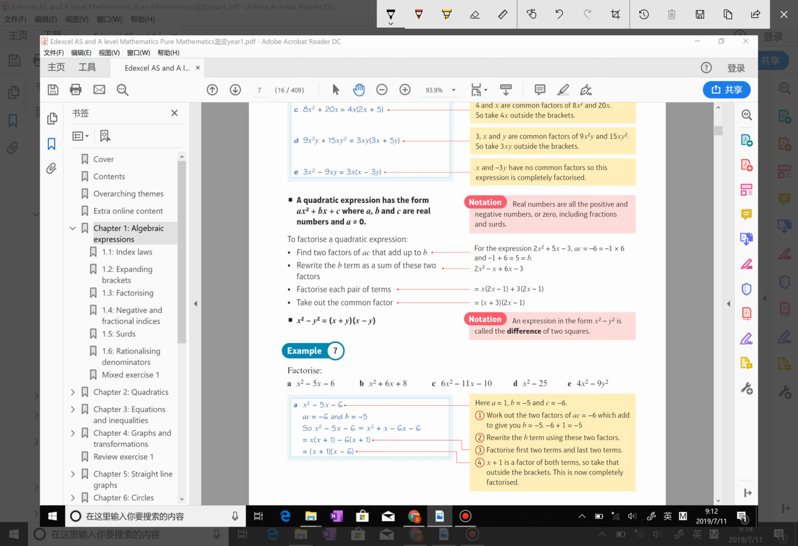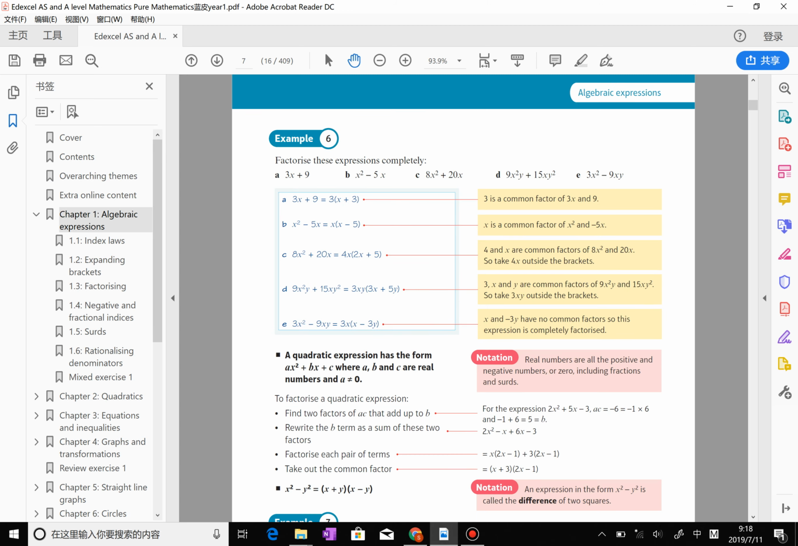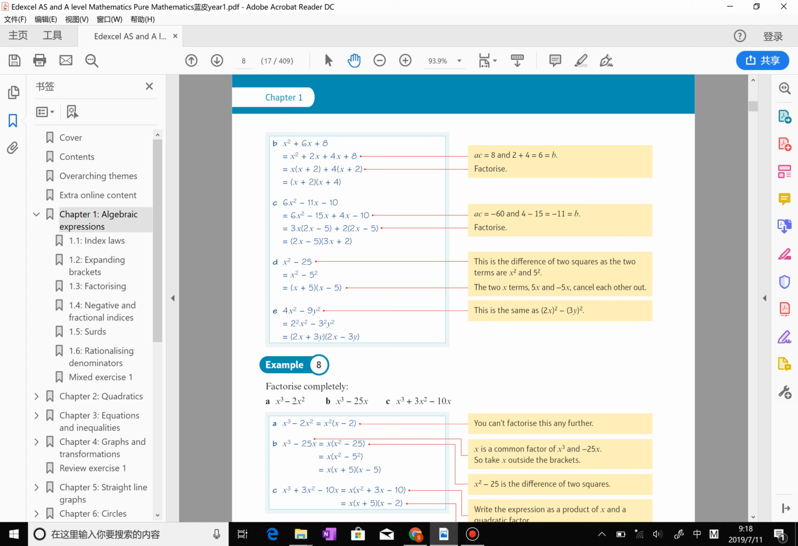Okay, great. So let's look at E. So we could write 2x squared minus 3y squared, right? So we have the final answer 2x plus 3y times 2x minus 3y. Okay, let's move on. We have already explained all the examples in example 7. So let's look at example 8.